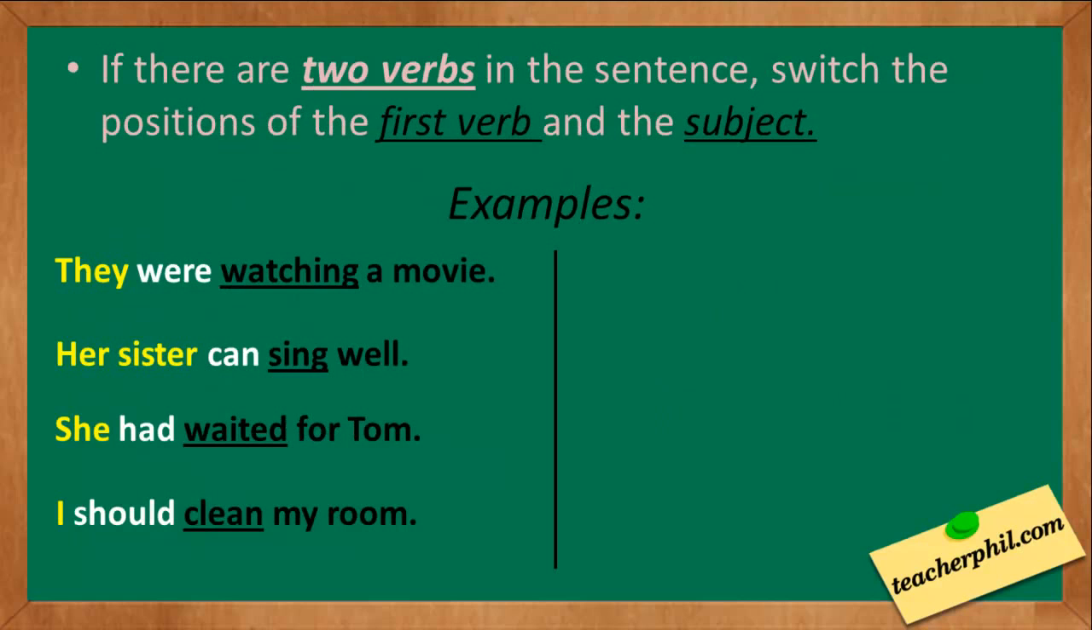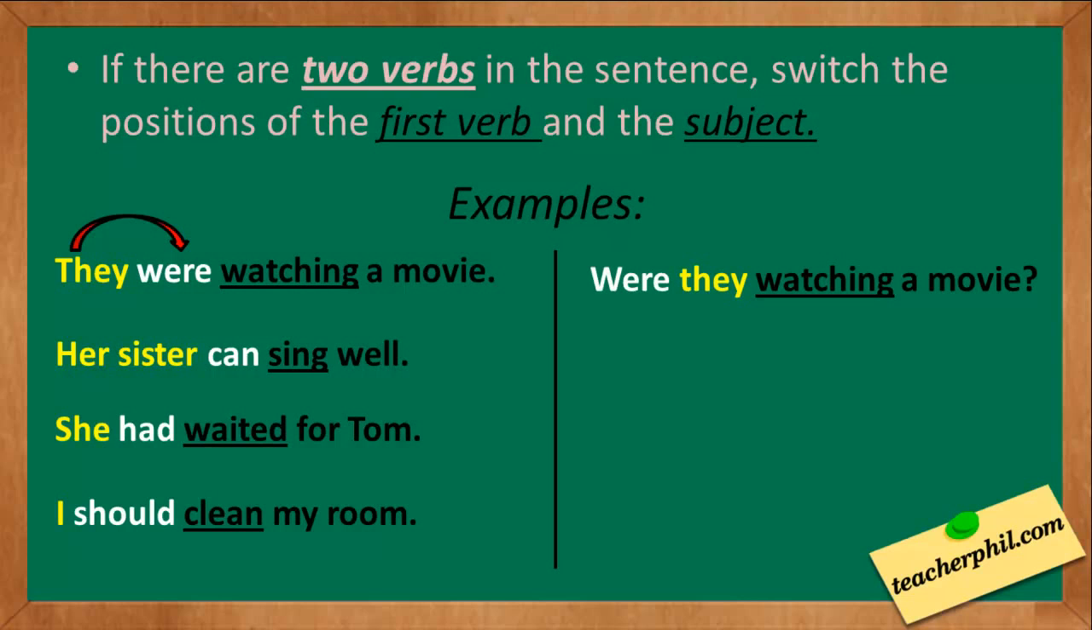The second rule: if there are 2 verbs in the sentence, switch the position of the first verb and the subject. Examples, they were watching a movie. In this sentence, they is the subject. Were is the first verb and watching is the second. Switch the subject they and the verb were, making it, were they watching a movie?